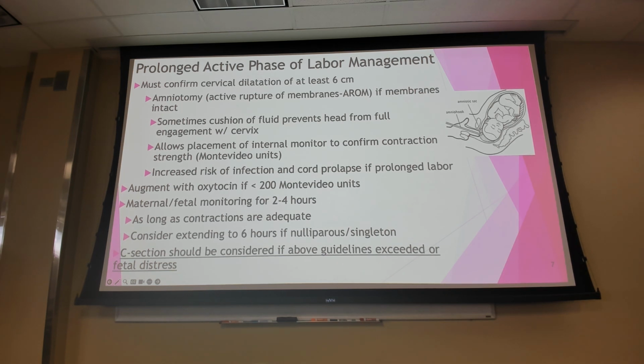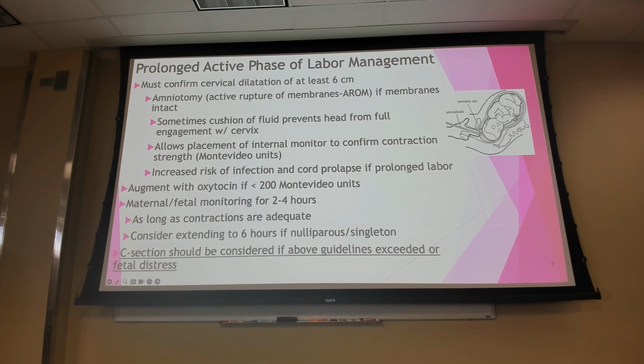As long as the cervix is dilated at least 6 centimeters, sometimes what they can do, they can go in there and break the amniotic sac. By releasing that fluid, that allows the baby to descend further down into the maternal pelvis. Okay? Because that fluid is kind of acting like a cushion. There's a cushion underneath the baby's head, and the baby is not able to descend down to the pelvis.